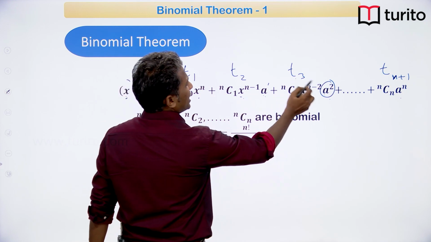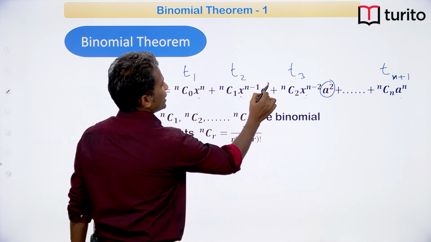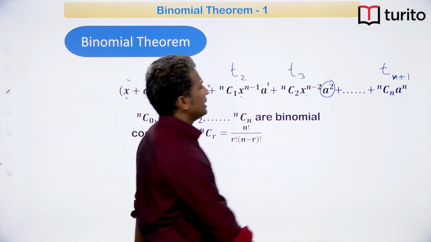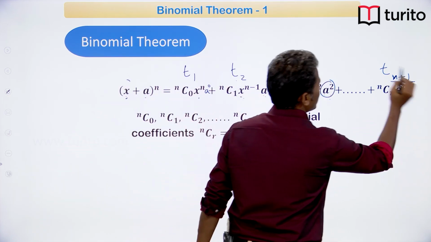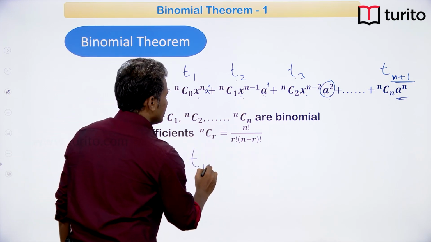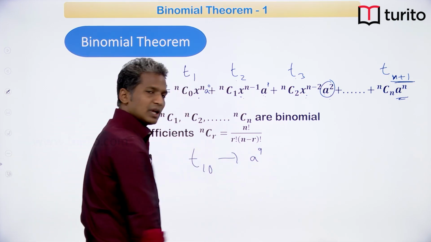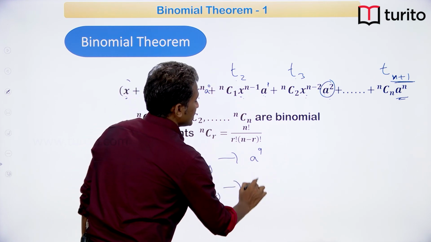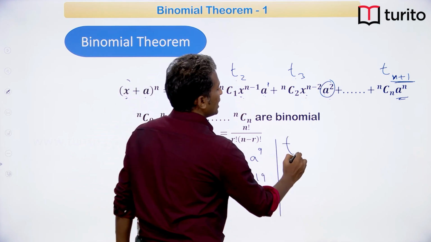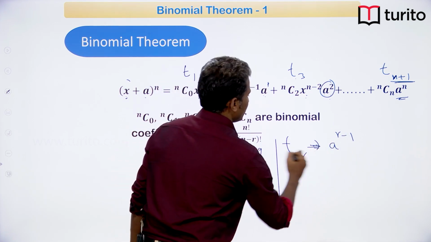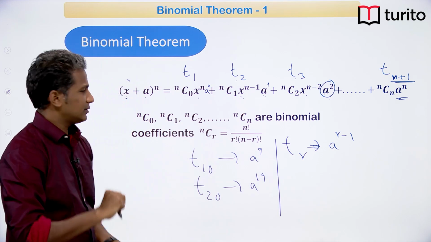So, here T3 has a squared, T2 has a raised to 1, T1 has a raised to 0, right, and Tn plus 1 has a raised to n, okay. What about T10? This is going to have a raised to 9, and T20 is going to have a raised to 19. So, Tr is going to have a raised to r minus 1, right. Of course, this is the pattern.